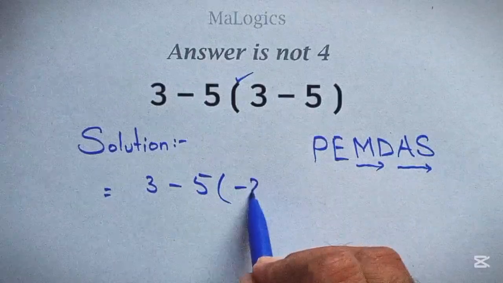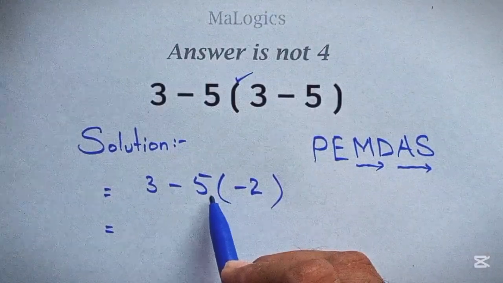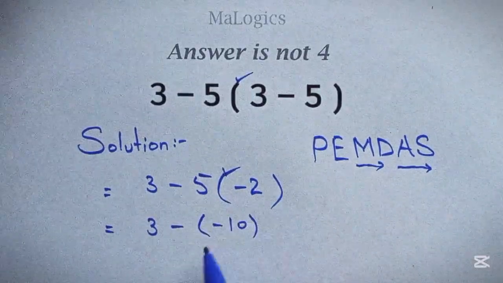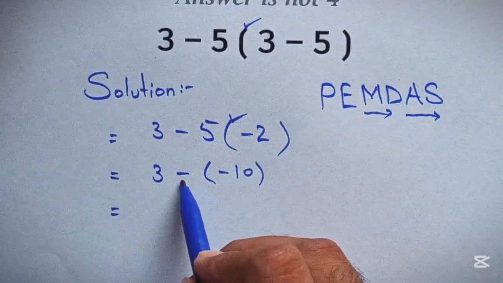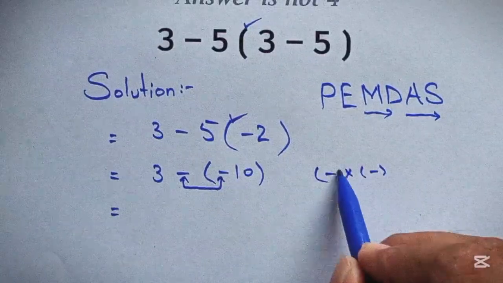And in the next step, 3 minus 5 times negative 2. Easy, right? Okay, again, here we do this multiplication. 5 times negative 2 equals negative 10. And here we know, negative times negative is positive.